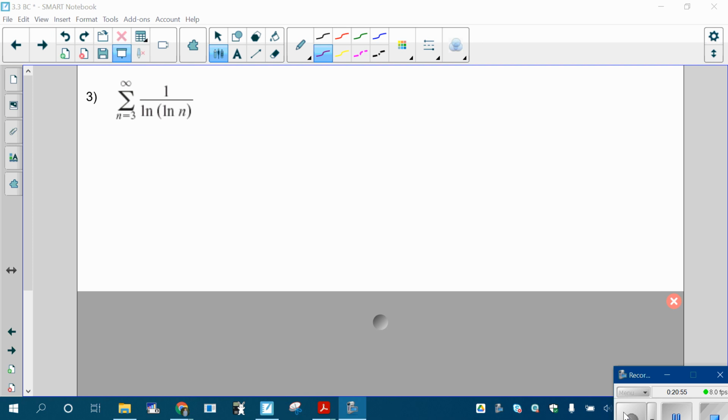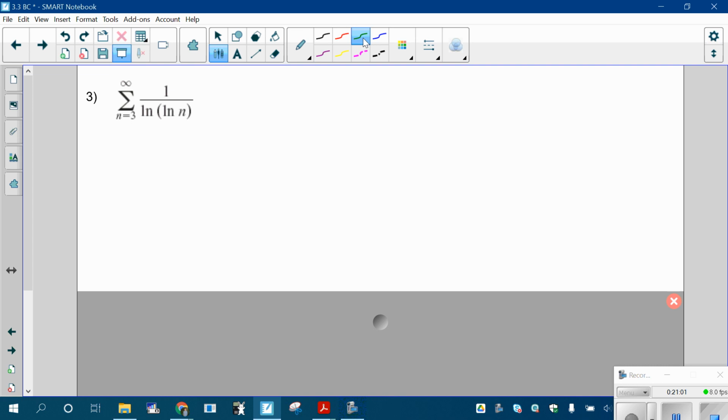When you're thinking about what to compare series to for direct comparison tests, there's really 2 good options. I mean, there's lots of options, but the 2 good options are the 2 easiest types of series to tell whether they converge or diverge, and those are geometric series, like we've done for the previous 2 problems, or p-series, because those are very easy to tell whether they converge or diverge. For this problem, I'm going to go the p-series route. I'm going to compare it to 1 over n.